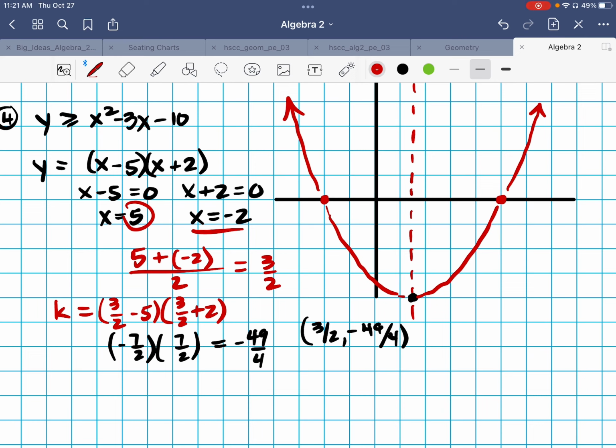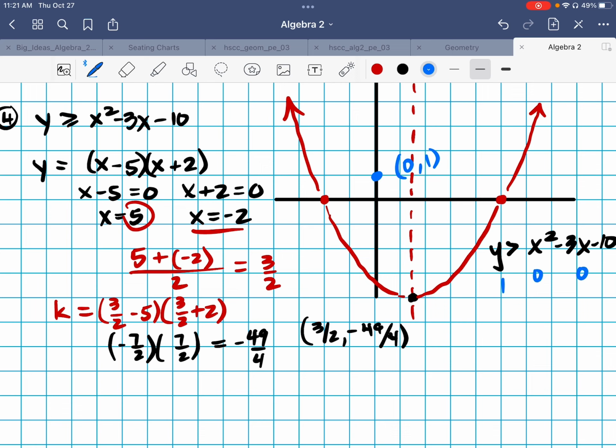Next, what we want to do is pick a test point. And you already know what test point I'm going to try to pick. I'm going to try to pick something on the y-axis. So I'm going to test this point right here at 0, 1, and I plug it into the original equation. So we're going to grab the original equation, y is greater than or equal to x squared minus 3x minus 10. And we're going to plug in 1 for the y value, and then plug in a 0 for that x value and a 0 for that x value.